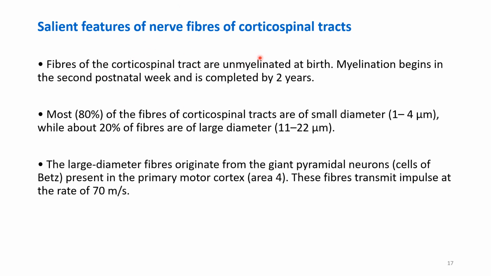What are the salient features of the nerve fibers of the corticospinal tracts? These tracts are unmyelinated at birth. Myelination begins in the second postnatal week and will be completed by 2 years. Most of the fibers of these tracts, that is 80%, are of small diameter, 1 to 4 micrometers, and 20% of the fibers have large diameter, that is 11 to 22 micrometers. The large diameter fibers originate from the giant pyramidal cells or cells of Betz, which are present in area number 4, the primary motor cortex. They can transmit the impulse at the rate of 70 meters per second.